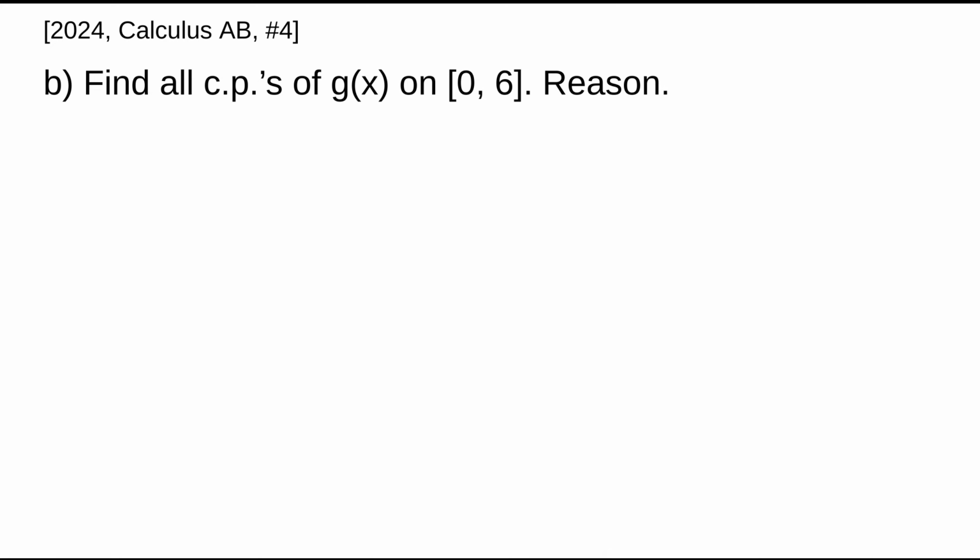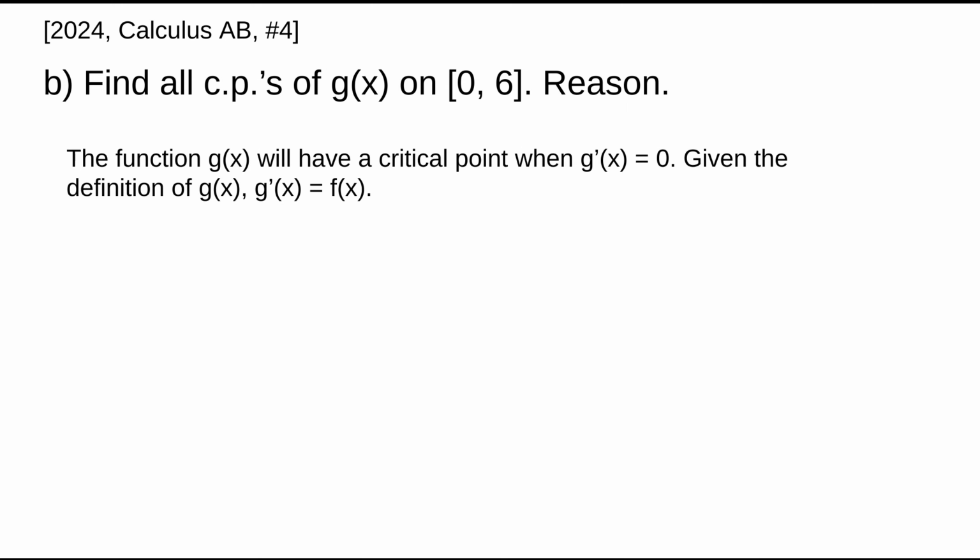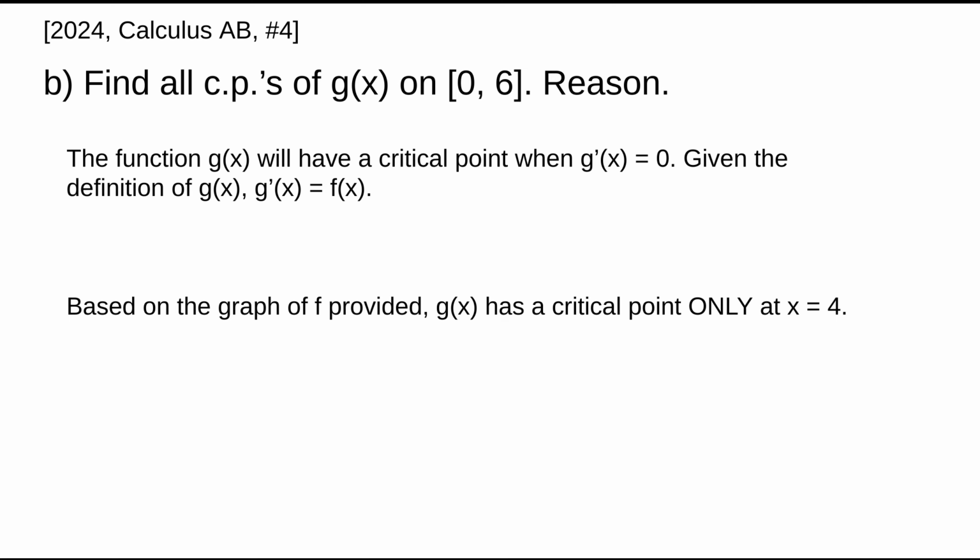In part B of the question, we are asked to find all critical points of g of x on the closed interval from 0 to 6, and to give a reason. So the function g of x will have a critical point when its derivative is 0. Given the definition of g of x as the integral from 0 to x of f of t dt, g prime of x is just f of x. And so really what we're after here is, when is f of x equal to 0?